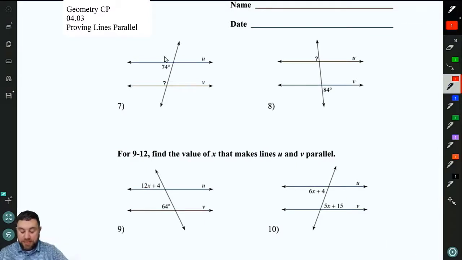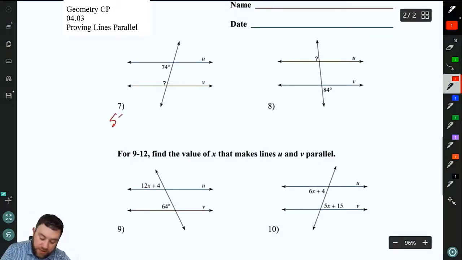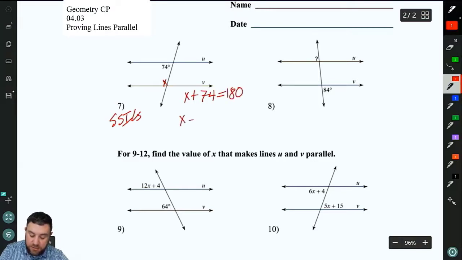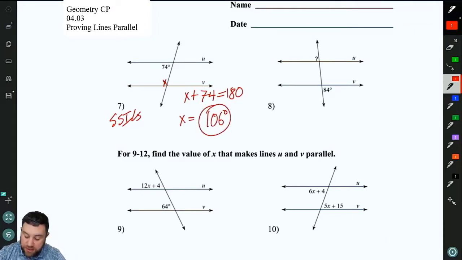Number 7, we've got some same side interior angles. We know those are supplementary. So we have unknown plus 74 equals 180. So our unknown angle is 106 degrees because they have to add up to 180.